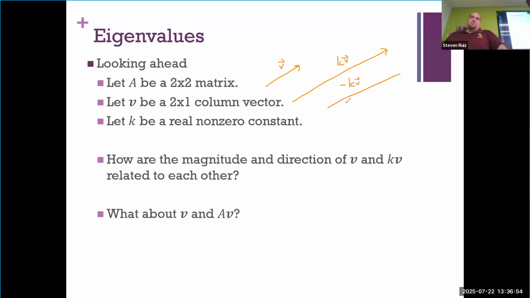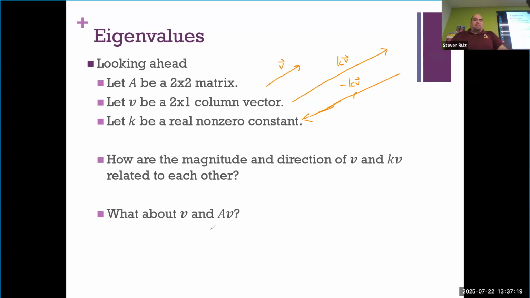So when I say the direction is the same, the only way they might be different is that it'll be on the same heading, or it might be exactly opposite. But if you multiply a vector by a constant, you're not going to do anything to the direction. You have some influence on the magnitude, but that's it. You cannot alter the direction.